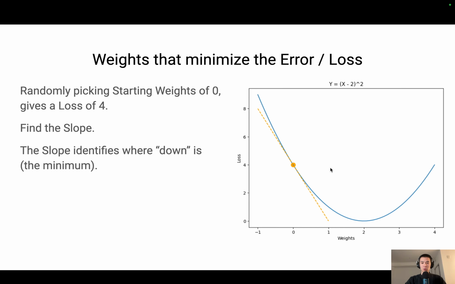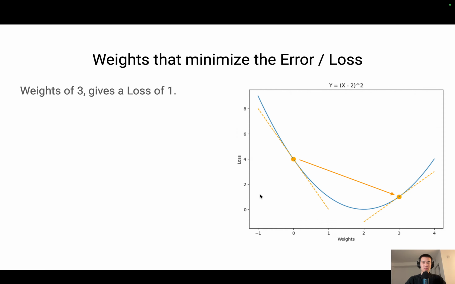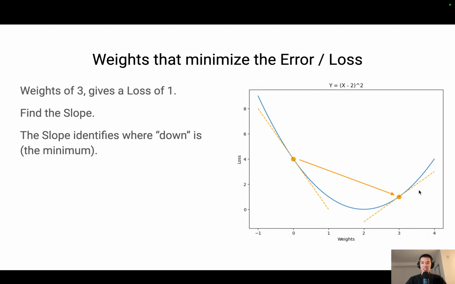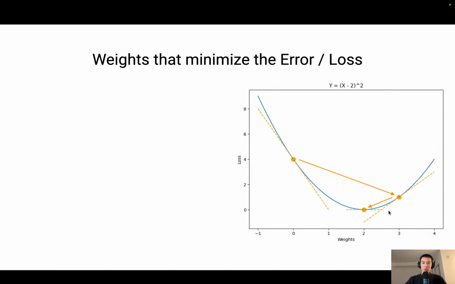Let's go to the right or increase our weight values by 3. There we go. Weights of 3 gives a loss of 1. Find the slope, again this orange dotted line, which you can think of as a hill or mountain. And now for this hill/mountain, which way is down? Going to the left or decreasing the weight values. So let's decrease the weight values by, say, 1. There we go. Now we're at 2, which gives a loss of 0. So yeah, weights of 2 gives a loss of 0.